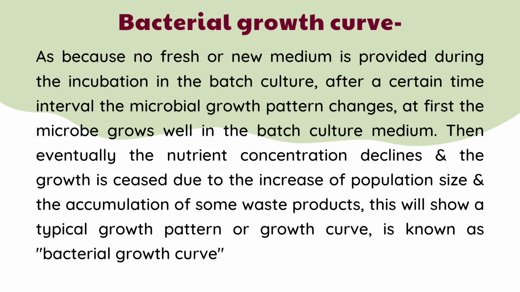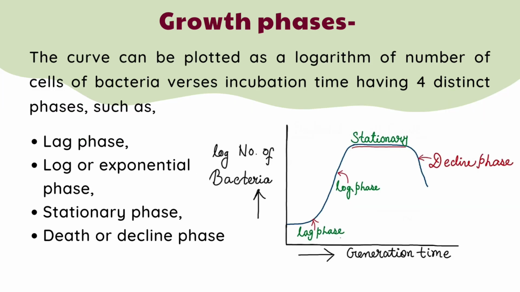So, what is the bacterial growth curve? Because the bacteria are incubated in a batch culture in a single batch of medium where no fresh medium is provided during incubation, the growth occurs in its own manner, and from the culture we get a typical growth curve of bacteria that suggests a pattern or phases of microbial growth. The bacterial growth curve can be plotted as the logarithm of the number of bacterial cells versus incubation time, having 4 distinct phases: lag phase, log phase or exponential phase, stationary phase and death phase. The figure shows a typical growth curve of bacteria.